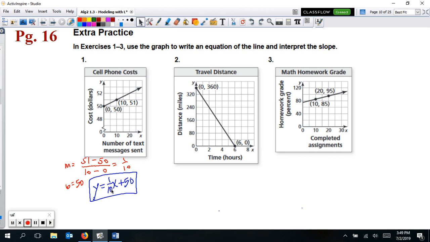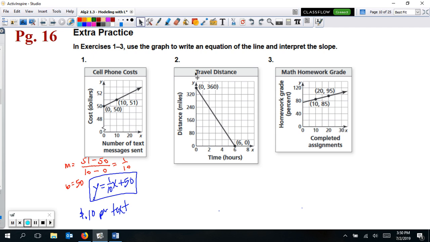And then if we want to interpret this, what does this really mean, the 1/10? Well, maybe think of it in terms of money. 1/10 would be like 10 cents of a dollar, right? So it's like 0.10 or 10 cents. So we're actually talking about text messages, and how much one text message would cost. So it's 10 cents per text. So originally it's going to cost you $50 just to be able to do text messaging, it looks like, right here. And then from that point on, it's 10 cents for every text after that.